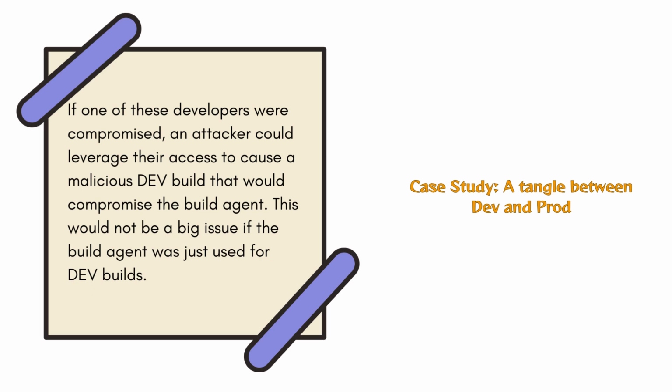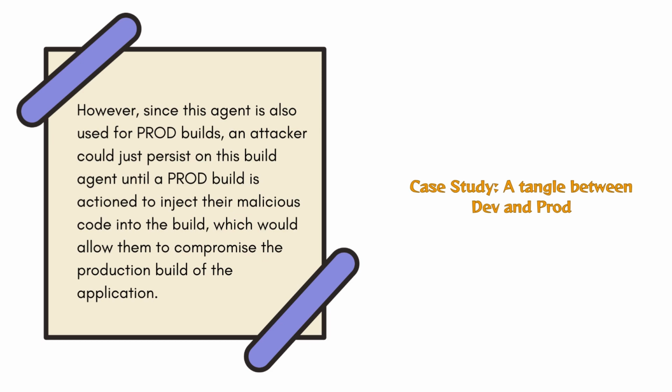This would not be a big issue if the build agent was just used for dev builds. However, since this agent is also used for prod builds, an attacker could just persist on this build agent until a prod build is actioned to inject their malicious code into the build, which would allow them to compromise the production build of the application.